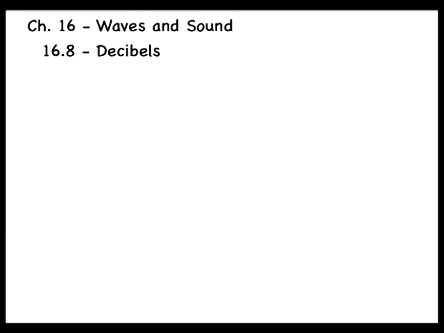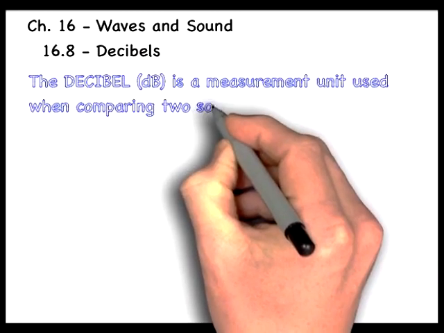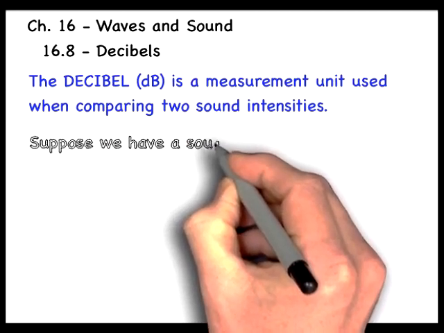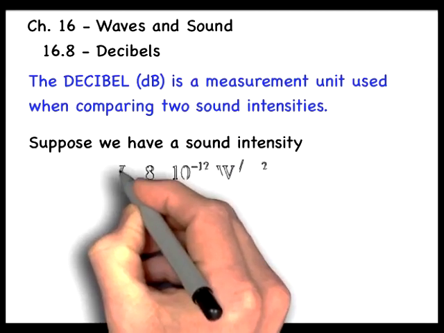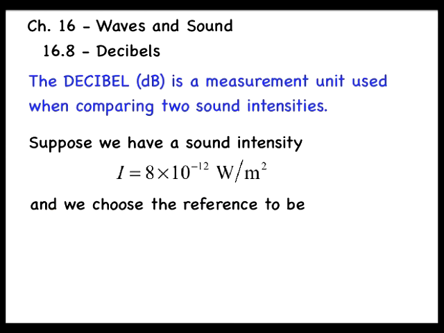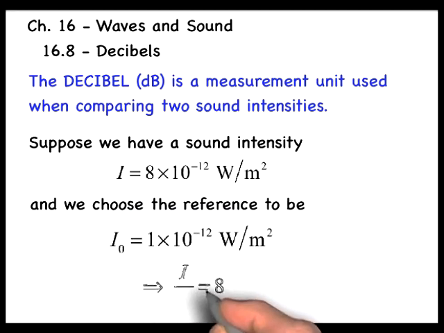The decibel is a measurement used when comparing two sound intensities. The simplest method of comparison would be to compute the ratio of the intensities. For instance, suppose we have a sound intensity I equal to 8 times 10 to the negative 12 watts per meter squared, and choose the reference to which we are comparing to be I0 equal to 1 times 10 to the minus 12 watts per meter squared.